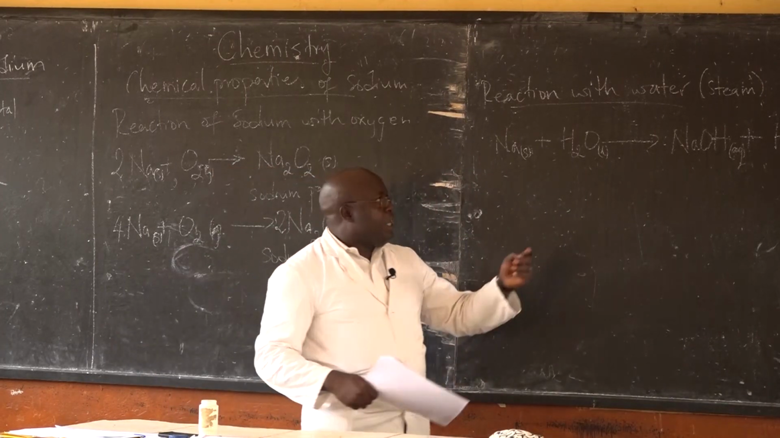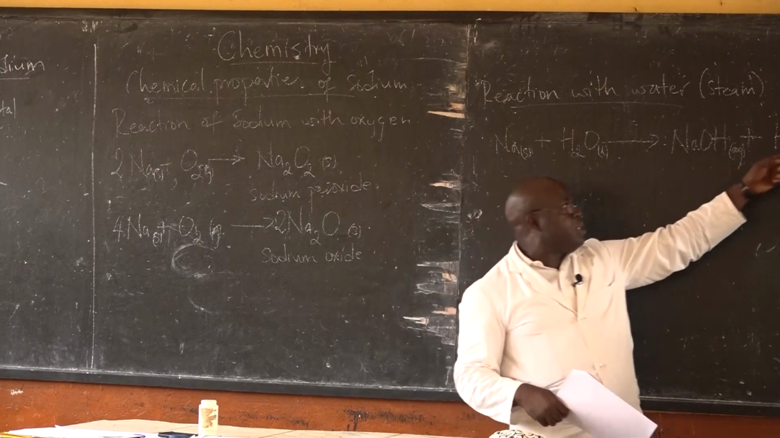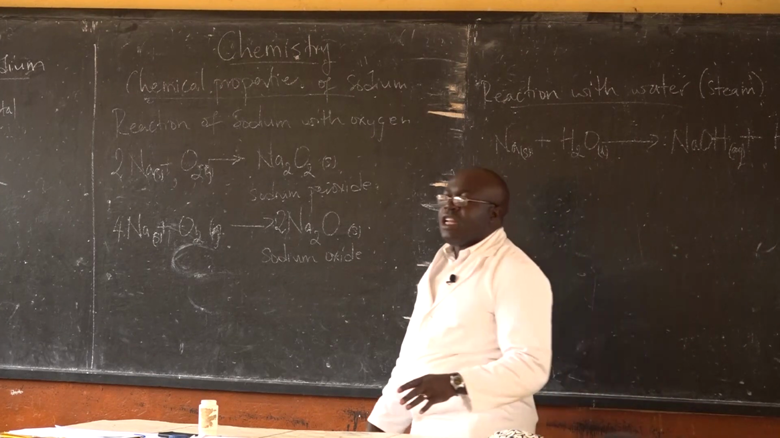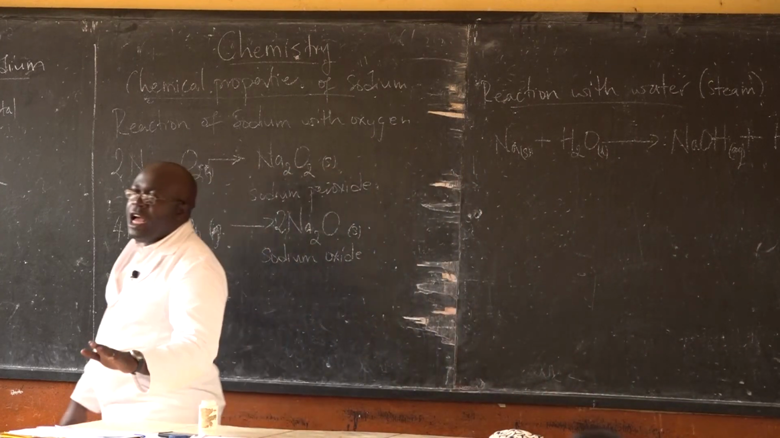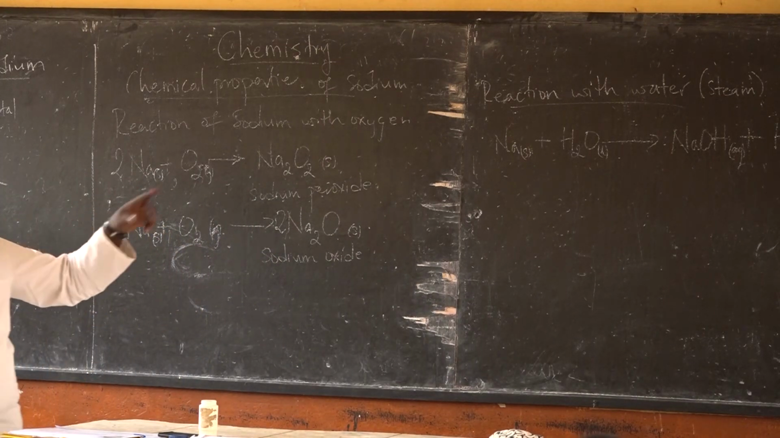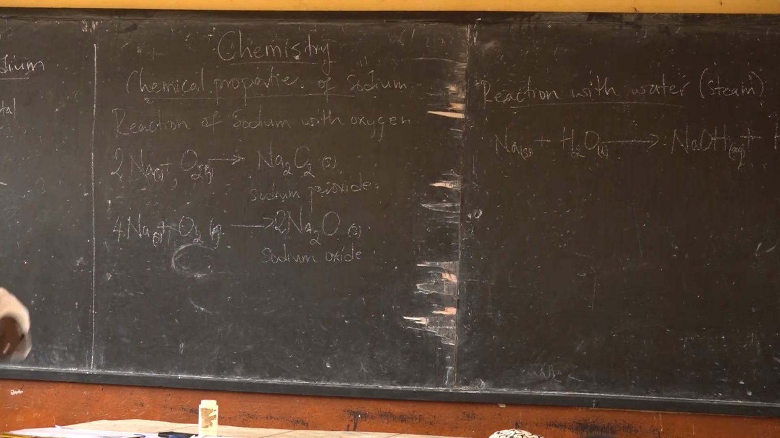When you actually see the flame and it's burning, it's because the heat produced is so great that it burns this hydrogen. Alright. So that's why, if you take sodium and put it in water, at the end the liquid you have will be sodium hydroxide solution, because the hydrogen has been burned. You take the solution.